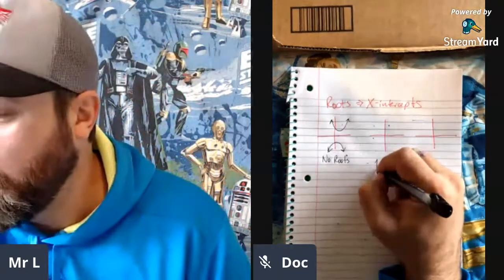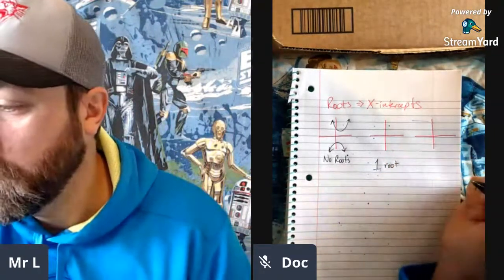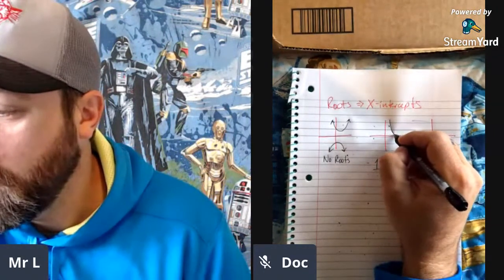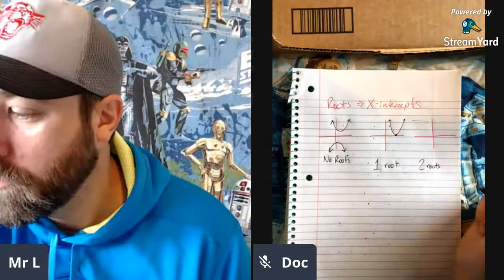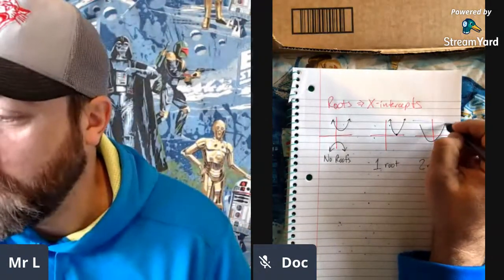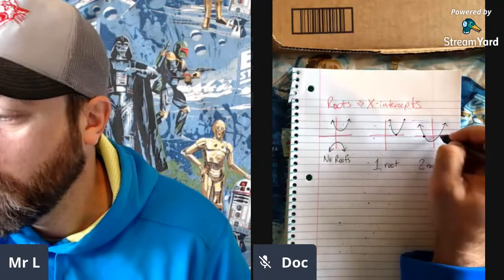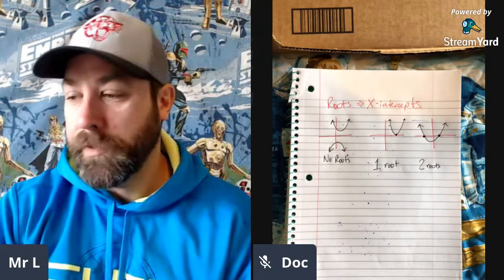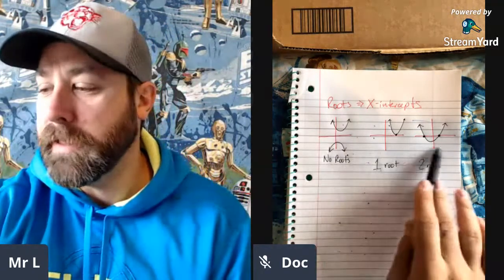A parabola can have one root. It can come down and touch the x-axis, intersecting it in one place. Or you can have two roots. Two roots would mean it comes down and then back up and ends up intersecting the x-axis in two places. These are your three choices when looking at a parabola.